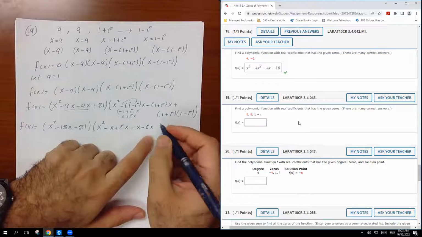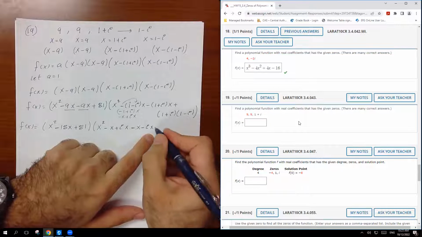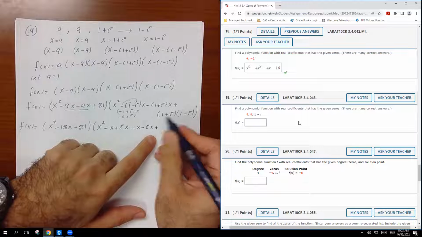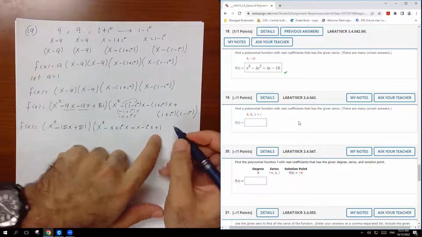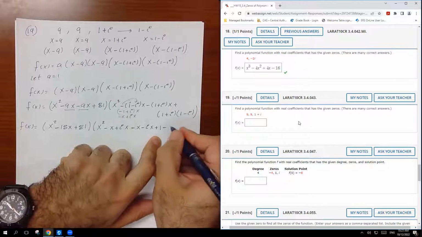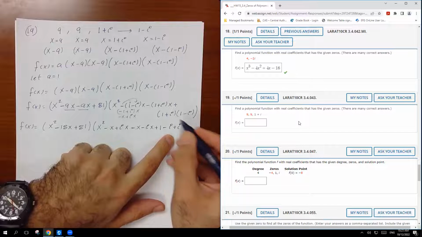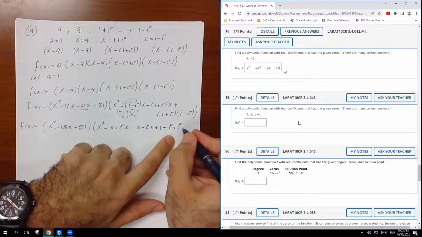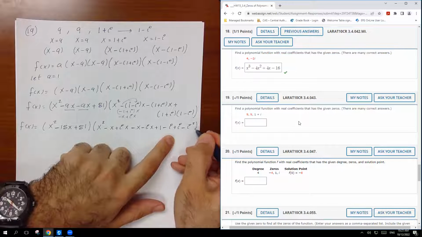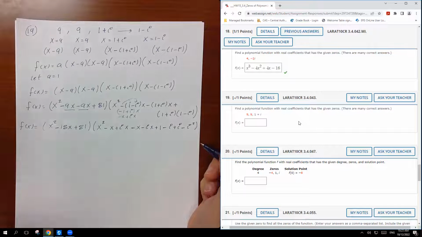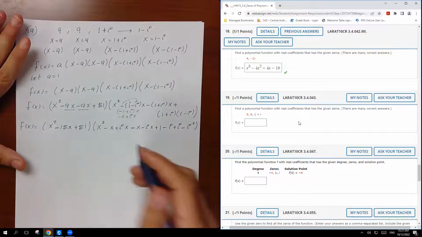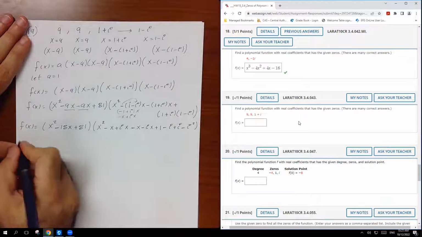Here, what we're going to do, we're going to distribute these two parentheses. So plus 1 times 1 is going to be 1. 1 times negative i is going to be negative i. i times 1 is going to be plus i. And i times negative i is minus i squared. So you have to be careful when you're doing the math here.